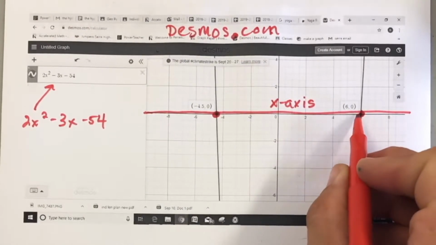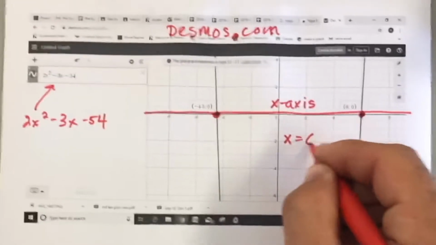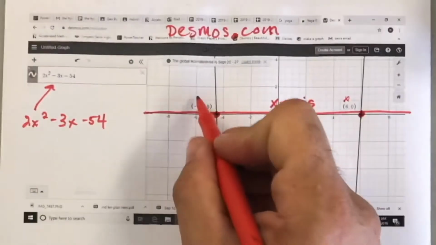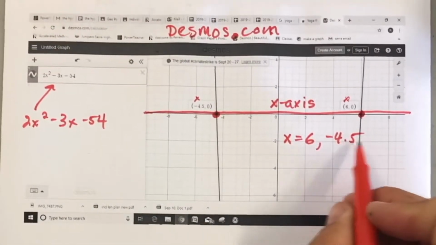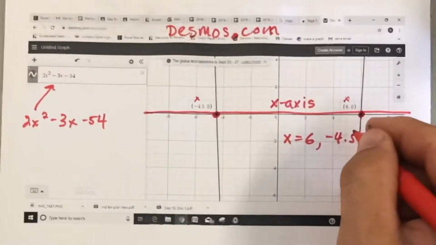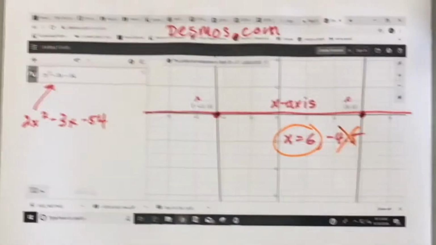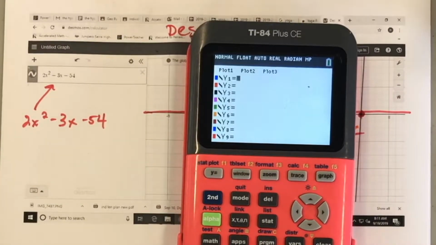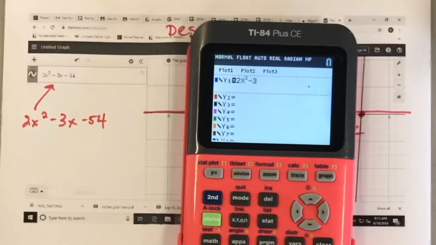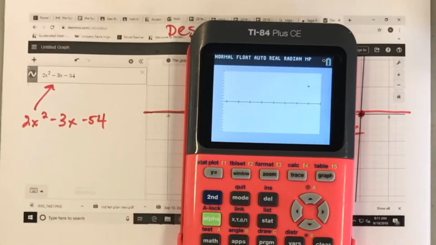So I end up with x equal to 6, right? This is my x-coordinate, and negative 4.5. And I know that the distance of a rectangular side can't be negative. So here I found the 6 here. You could do the same with a TI-83 calculator too and put your 2x squared minus 3x minus 54. You could graph that.